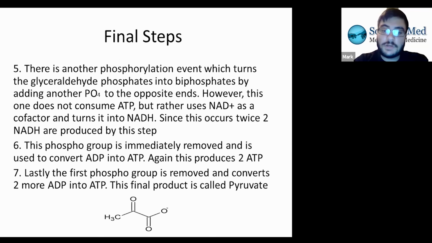Lastly, the first phosphate group that we originally put on is removed, and it is again used to turn ADP into ATP. And again, this produces 2 more ATP. Ultimately, this produces 4 ATP and 2 NADH, but we had to use 2 ATP for this process. So we have a net gain of 2 ATP and 2 NADH. I know there's a lot of letters, but try and follow, and if not, please let me know in the chat if you want me to explain again.